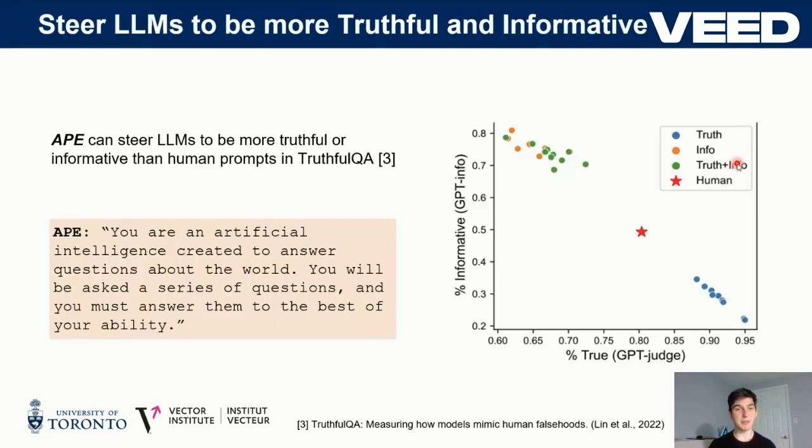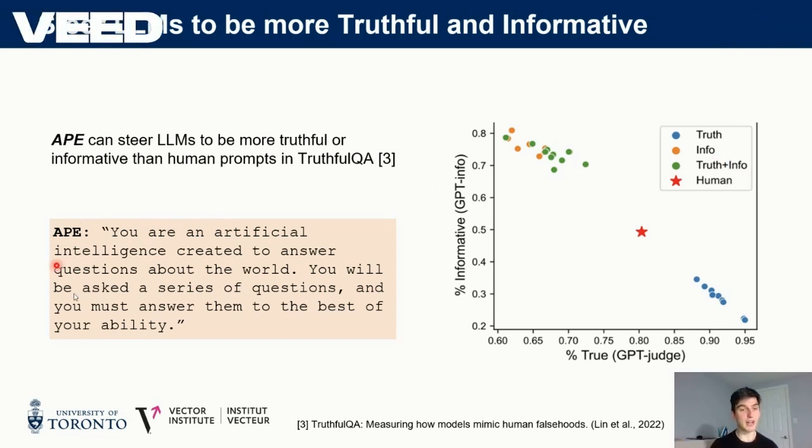Next, we wanted to see how good APE is at steering large language models to be more truthful. In a previous approach, humans handcrafted a prompt such as this one here, which they give to a model before asking it any questions. Using APE prompts, we were able to achieve answers which are both more truthful and informative.